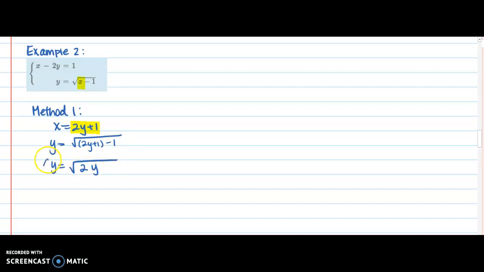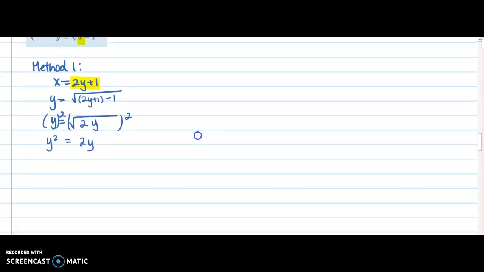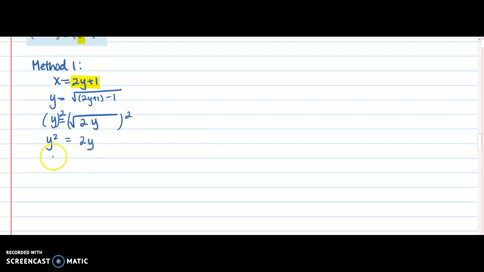Now to solve for y, I need to take both sides and square them. That gives us y squared equals 2y. Subtract 2y from both sides. Factor out the y. And zero product property gives us y equals 0 and y equals 2.